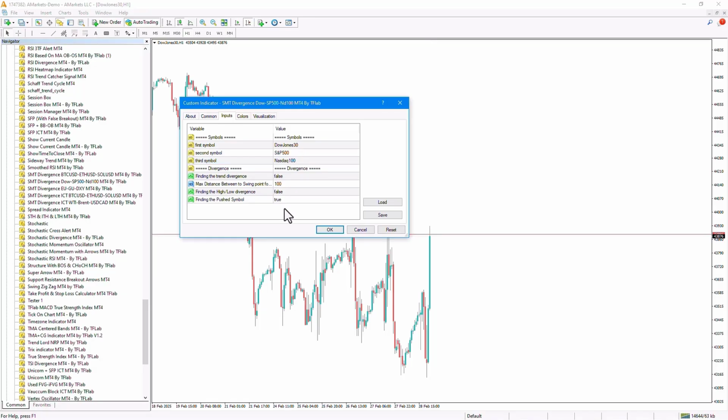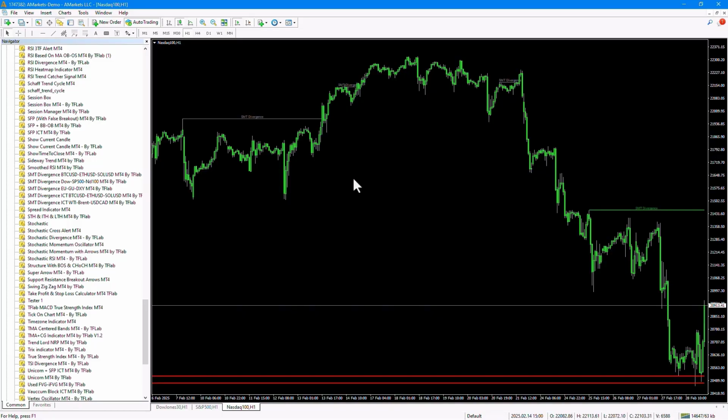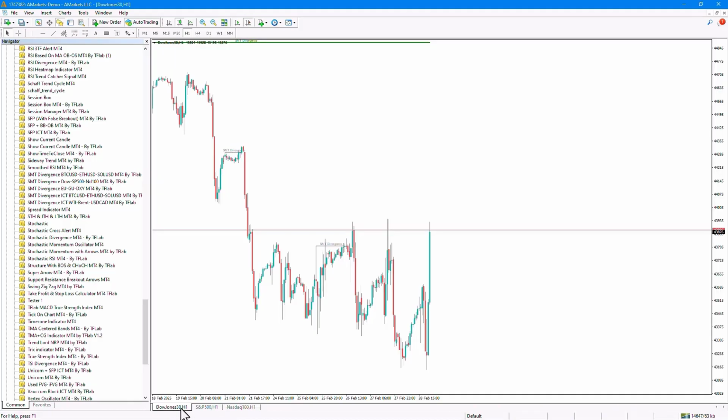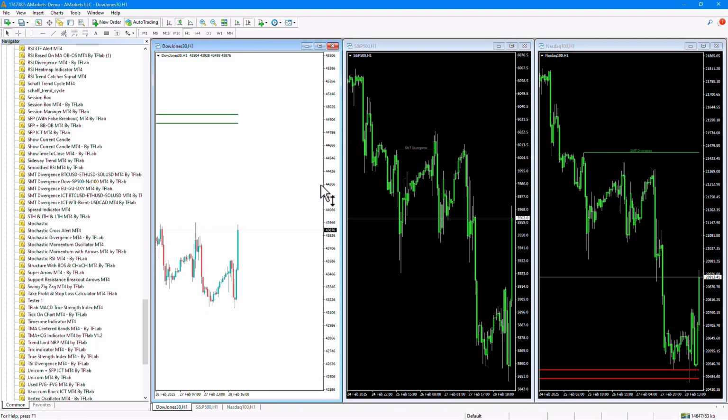After placing the correlated symbols, we click OK and run the indicator. The indicator automatically adds two more symbols, including the Nasdaq and the S&P 500. Here I will place the symbols next to each other.